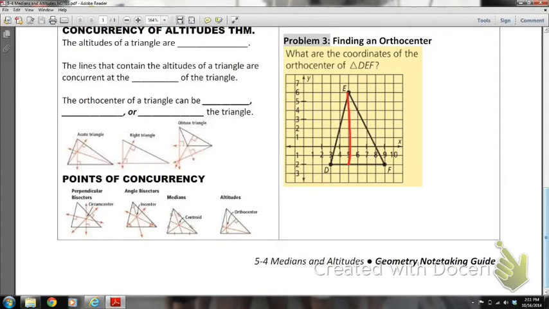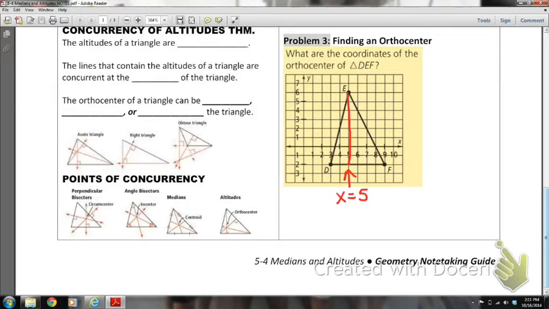And we can see that the equation of this line, since this is a vertical line, is that every point on this line has x equal to 5. So that's the equation of the line: x equals 5 is the equation of one of the altitudes of this triangle. Now we need to find the equation of another altitude in this triangle.